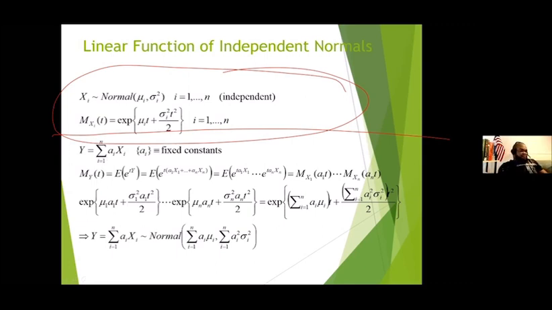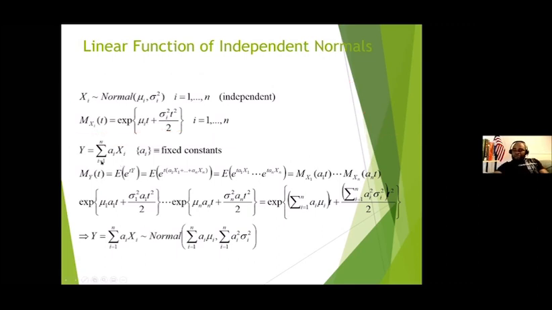of the xi's, like y equals a1 x1 plus a2 x2, until you get to an xn. And don't forget, each of the x1, x2 and so on follows a normal distribution with different means and variances. Now what is the question? The question now is, can we derive the moment generating function of the sum? That's what we're doing right here.